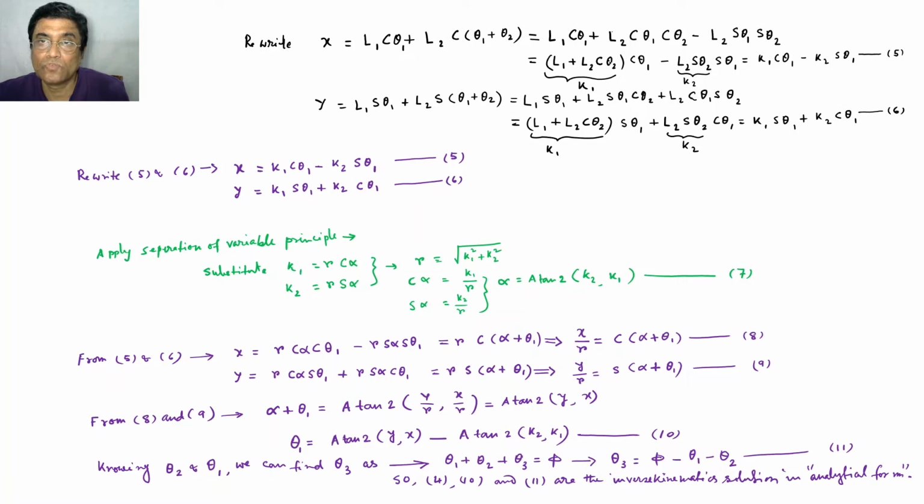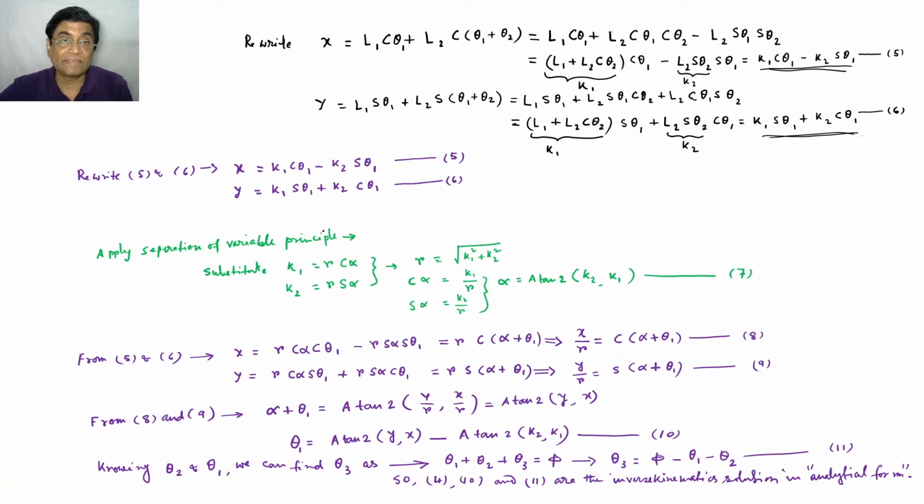Once you get theta 2, this is constant, and I am putting L2 sin theta 2 equal to K2. So now this is taking this form. Similarly, rearranging, I am getting it in this form. Now I have these two equations, and I need to solve for theta 1.